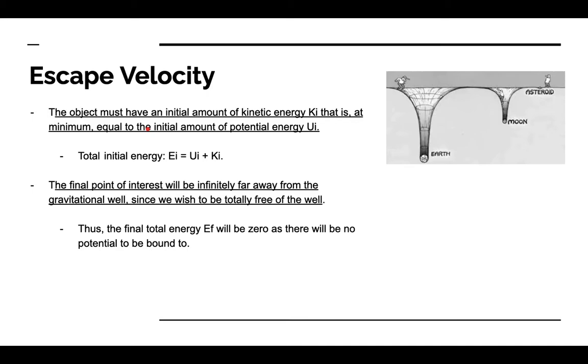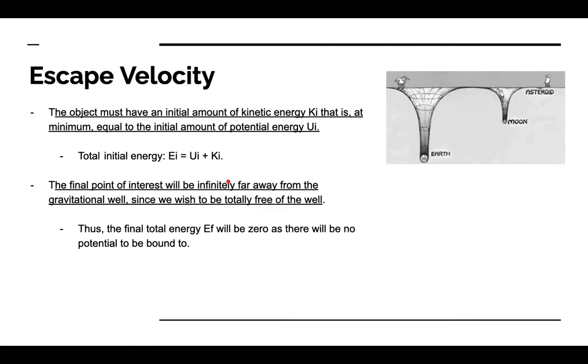So how do we determine escape velocity? We recognize that the object must have an initial amount of kinetic energy that is at minimum equal to the initial amount of potential energy. The idea is, if I'm moving at a certain speed in order to escape the gravitational field, there's an associated kinetic energy. This kinetic energy must be at minimum equal to the initial amount of potential energy, because that potential energy is the debt that I have to pay. That means my kinetic energy must be at least equal to that debt.